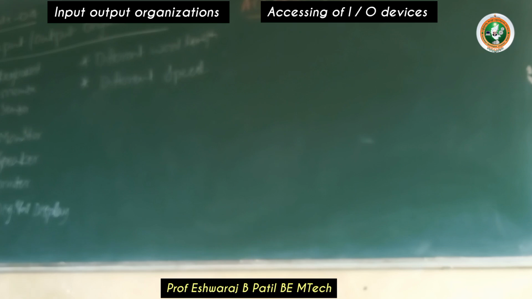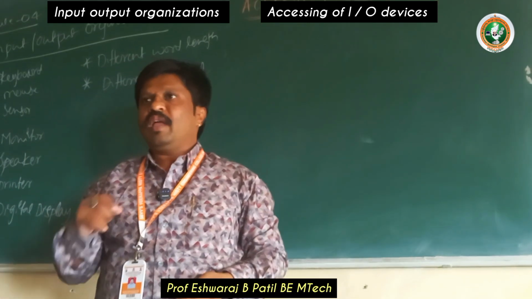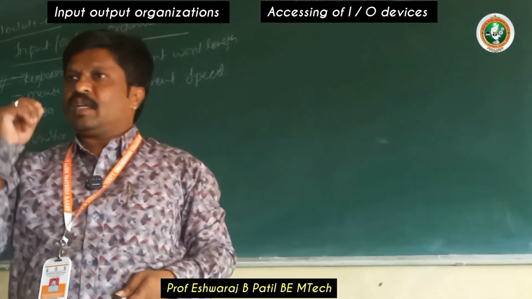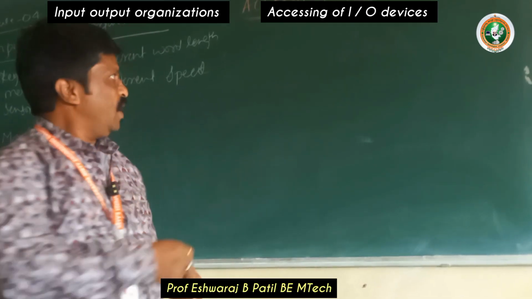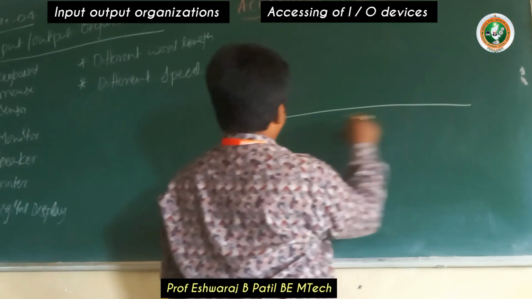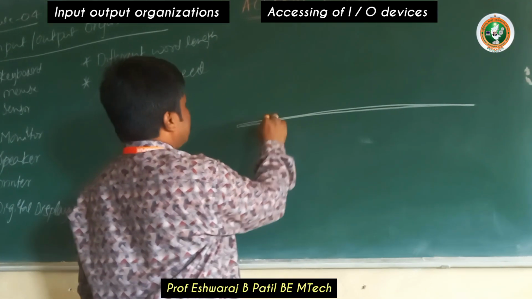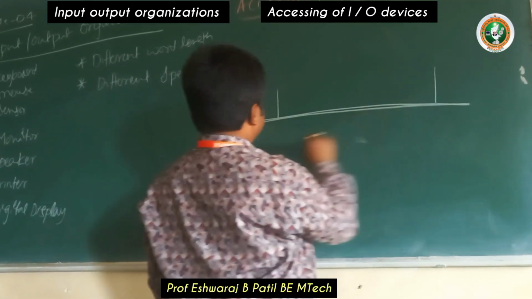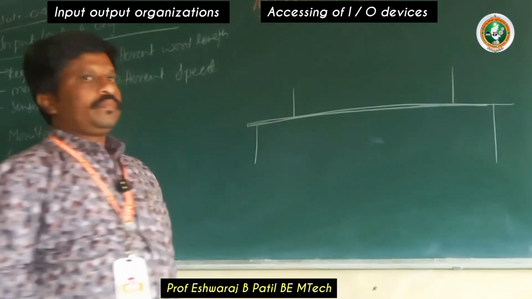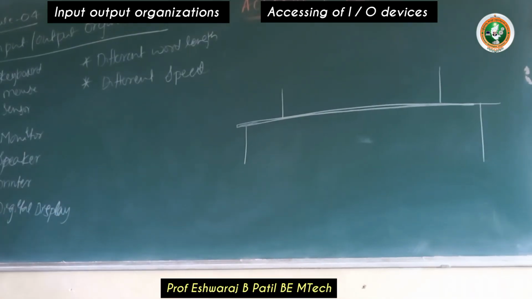Now in this, we have one more first concept, which is the accessing of the IO devices. How the IO devices are connected to each other and accessed through the single bus. The simple figure is there. Just copy this figure. Processor, memory, and the IO devices: how they have been connected to the single bus.